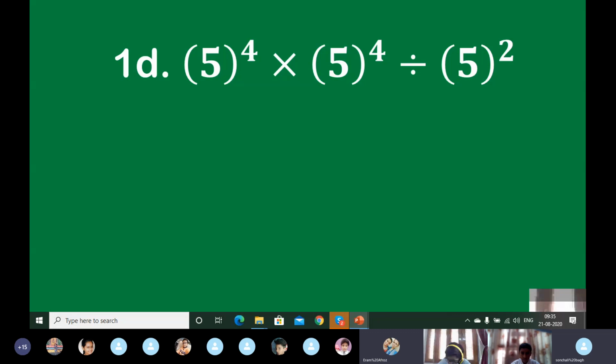Now there are two operators. One is multiplication and one is division. What will we do, and what will we apply? Ma'am, first we will divide. No, ma'am, first we have to apply the formula multiplying powers with the same base, and then the formula dividing powers with the same base.